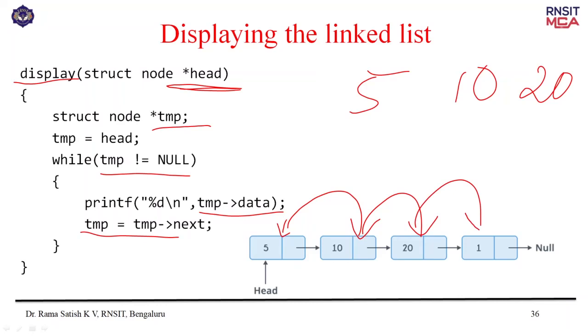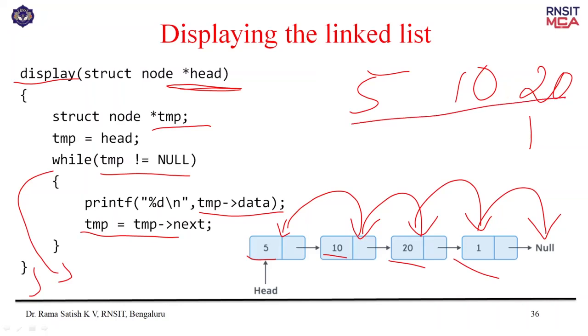So it will go to the next. So 1 is printed. And TMP is equal to TMP of next. It will move to the next cell. Next cell is having null. So when TMP becomes null, automatically it stops. It comes out of the loop and the function gets stopped. So this is how all the elements 5, 10, 20, 1 are displayed. So all the elements get displayed and this is the function.